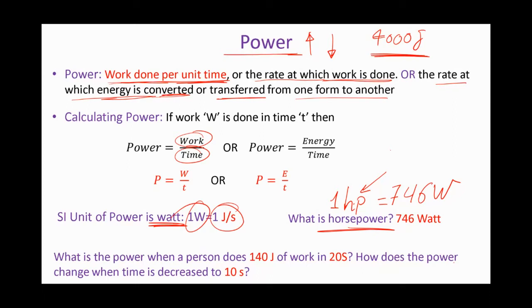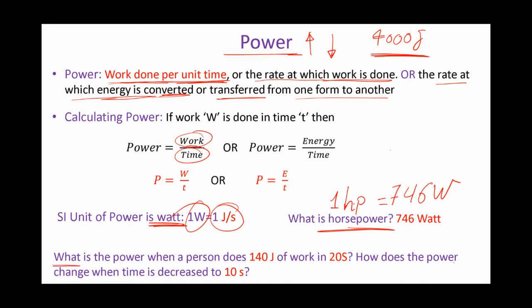So maybe when you buy a car, the engine of the car has a power of maybe 150 horsepower. So this is the power of this engine. Okay, and so on.